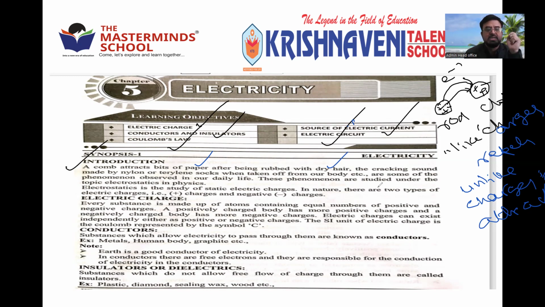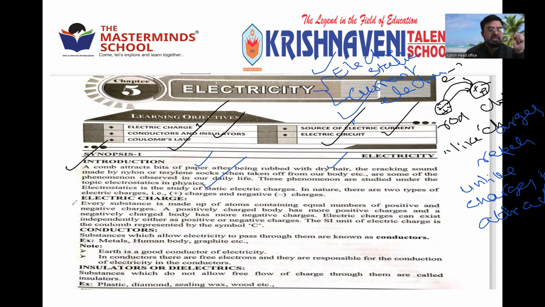These phenomena are studied under the topic called electrostatics in physics. So there are 2 types of electricity. One is electrostatics, also called static electricity, and the second one is current electricity. When charge is at rest, the study of charge at rest is called static electricity or electrostatics. The study of charge in motion is called current electricity. We'll come across these in higher classes.